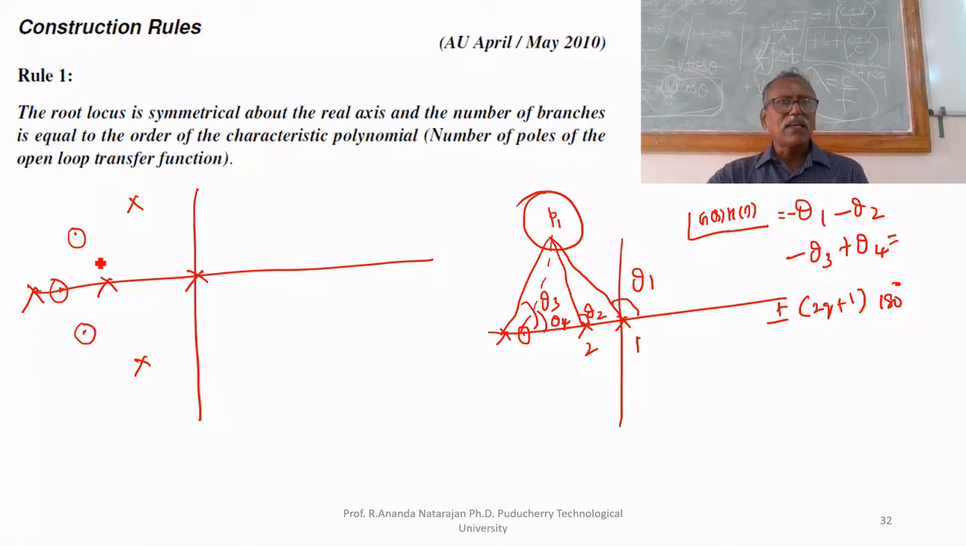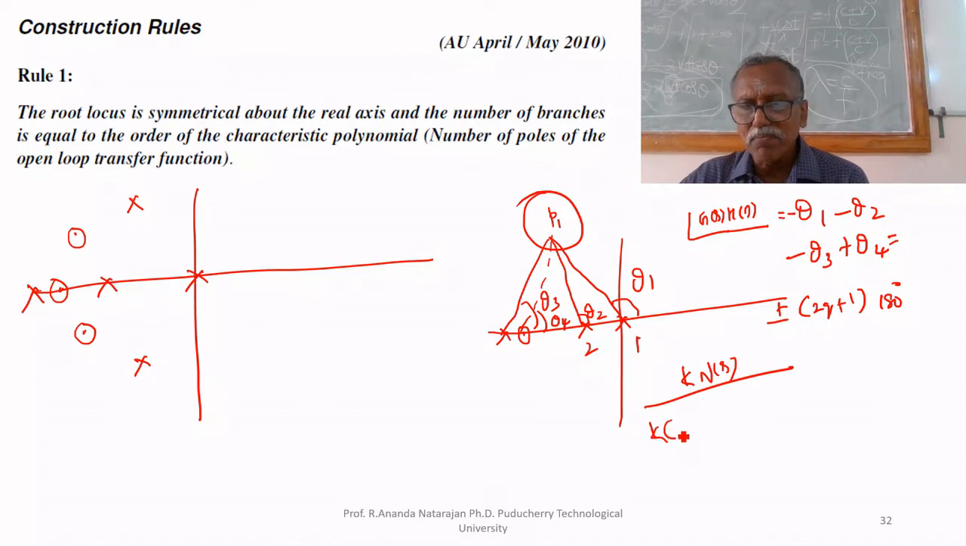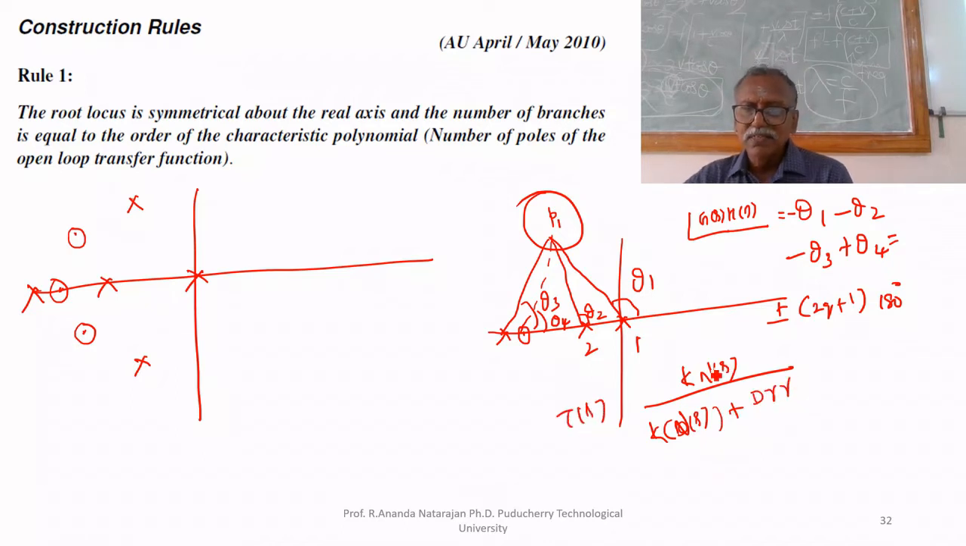If you see, when k equal to 0, only open loop poles are there. Already we know that the closed loop transfer function T of s is k N of s upon k multiplied by numerator of s plus denominator of s. If you put k equal to 0, only the denominator of s remains, and that is the open loop transfer function. When k equal to 0, the closed loop transfer function becomes the open loop transfer function. Therefore, the poles and zeros are for open loop only.